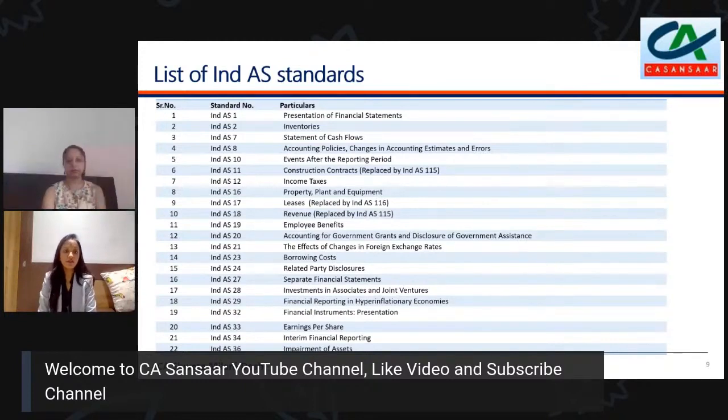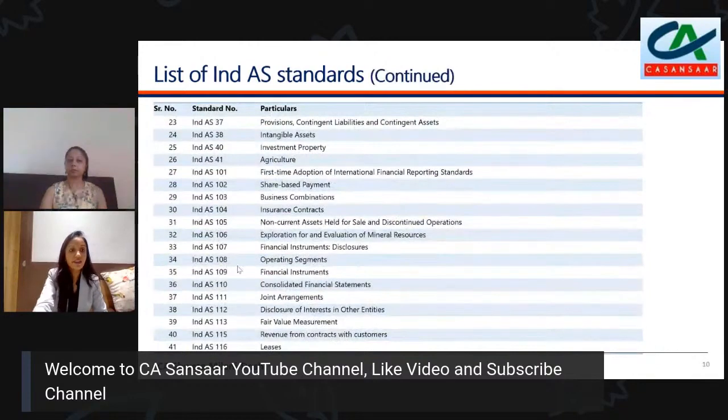So friends, one more important concept I would like to explain is, in case of Ind AS, how to link it with the IFRS standards. Wherever the number is Ind AS 1, you have a corresponding IFRS standard which is called IAS 1. If it is Ind AS 2, you have a corresponding standard which is IAS 2. But in cases where you have Ind AS 101, you have a corresponding standard called IFRS 1. Ind AS 102 has a corresponding standard called IFRS 2.